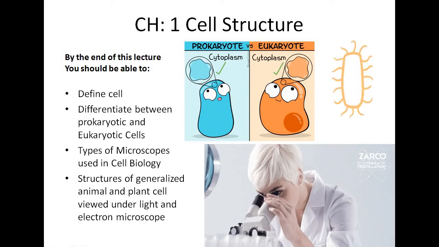Students, our first lecture is about cell structure. By the end of this lecture, you will be able to define the cell, something you have already done in O levels. The next topic is a bit new, that is to differentiate between prokaryotic and eukaryotic cells. Then we will go through different types of microscopes and how we are able to analyze and identify different structures of plant and animal cells under both light and electron microscopes.